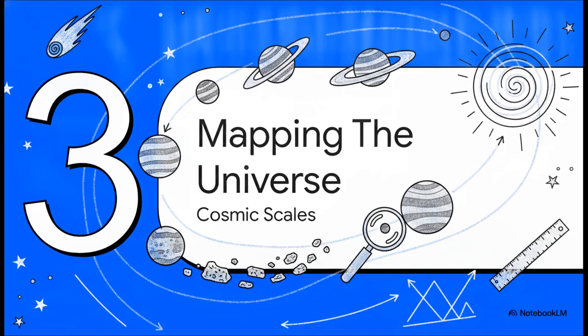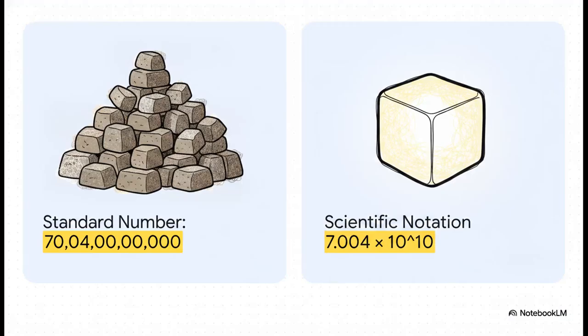Section 3. Mapping the universe. So now that we have our toolkit sorted, let's apply these rules to literal cosmic scales. Let's test out our newfound skills on the solar system itself. Take a look at the top number there, 70,004,000,000. Written out in standard form, it's super clunky, it takes up a ton of space, and frankly, it's way too easy to miscount those zeros and make a massive mistake.